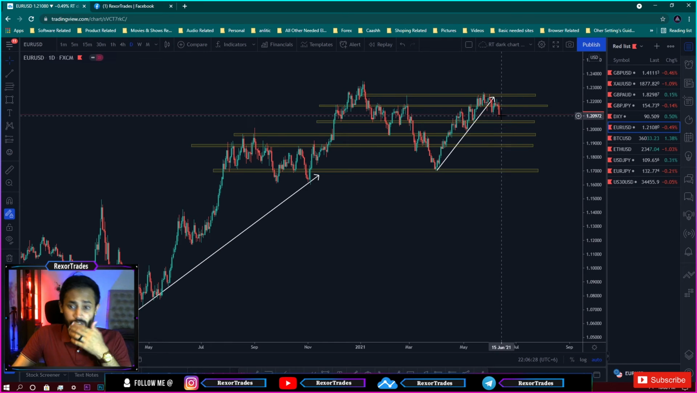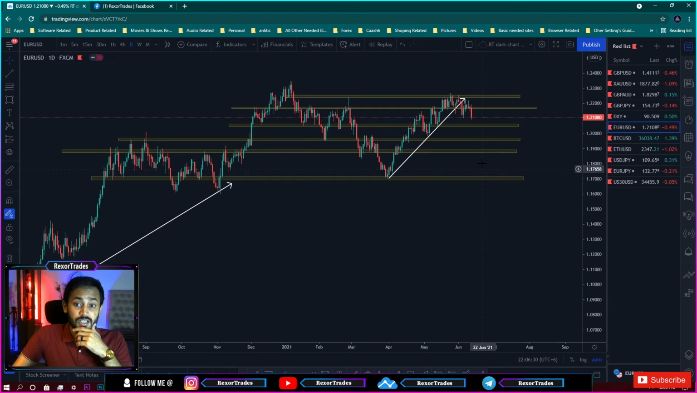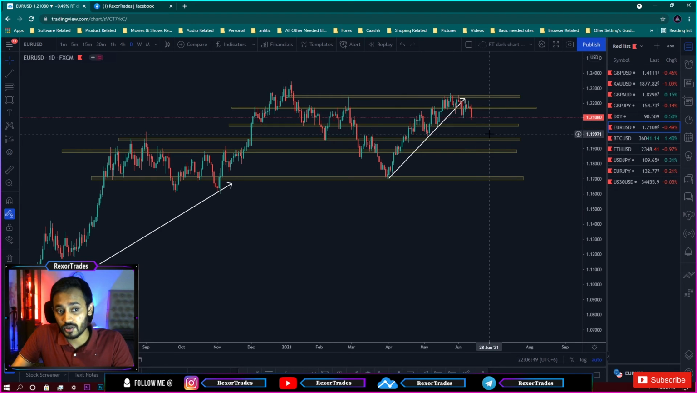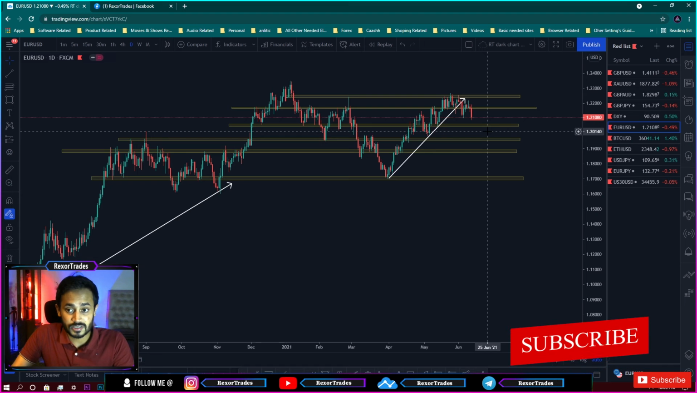So you should wait for EURUSD to make a pullback towards this zone, and then you can take your entry on the way down. Or if you're looking at it from a long-term point of view, to actually go short, then you should wait for EURUSD to make a breakout of this zone over here, then you can enter short on EURUSD. So those are the two ways of trading EURUSD for now.